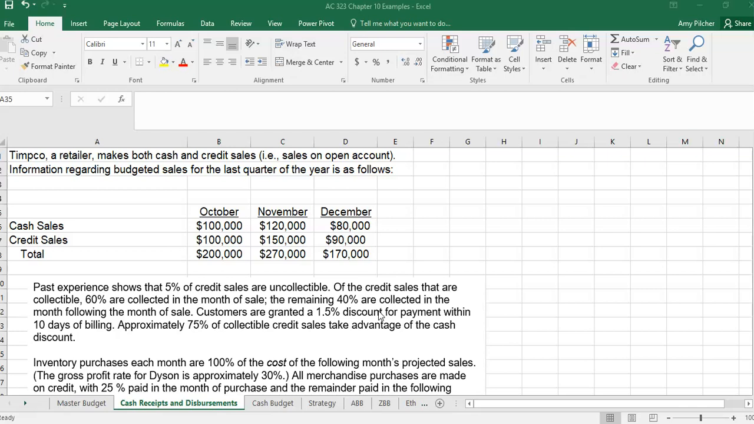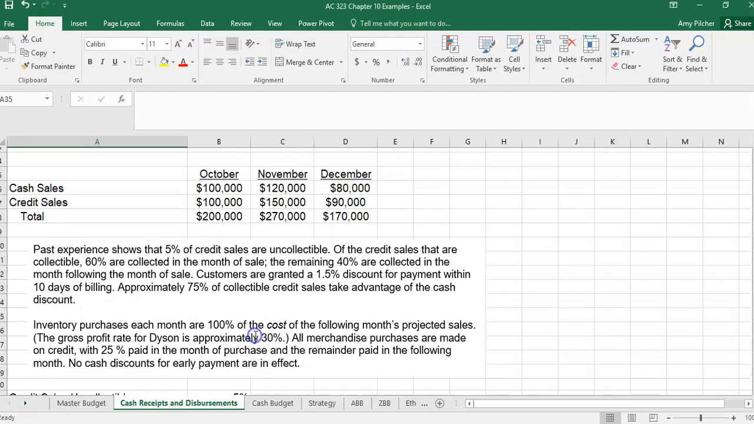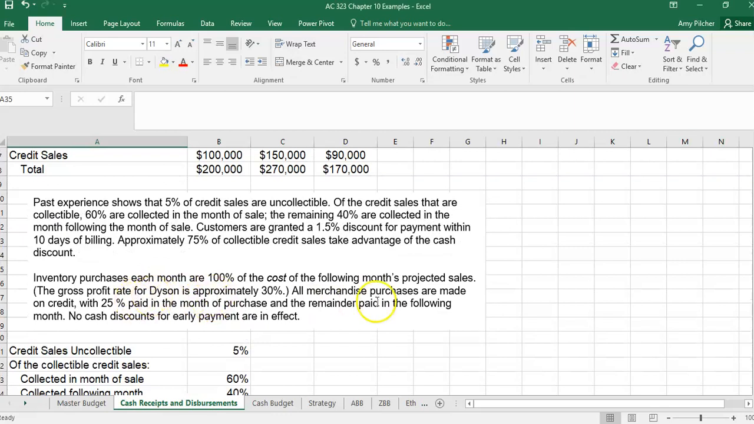We have a 1.5% discount for payment within 10 days of billing, and 75% of our customers take advantage of that discount. So first we're going to deal with cash receipts, and then we'll look at these inventory purchases for our cash disbursements.